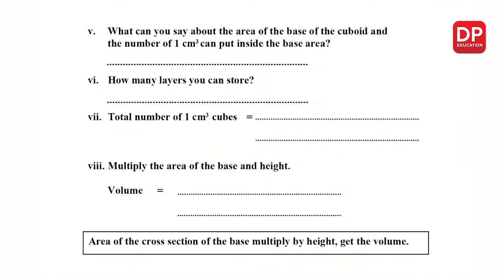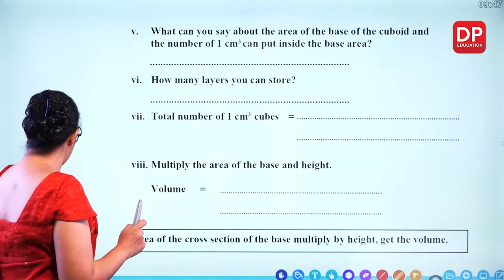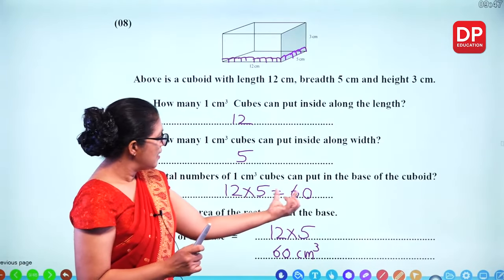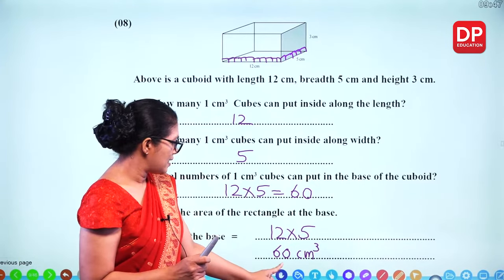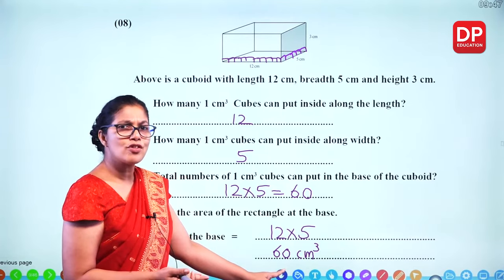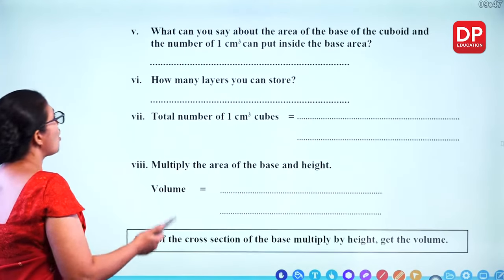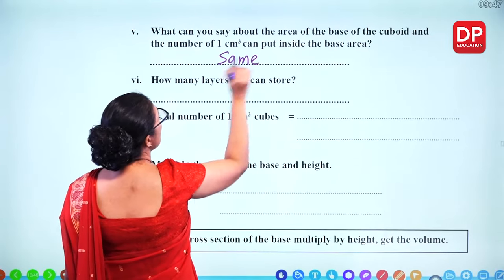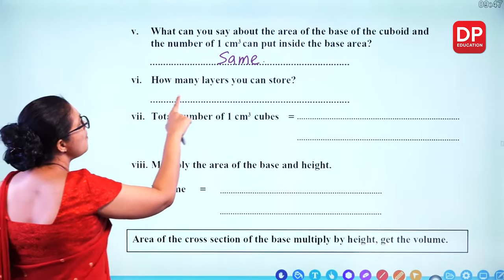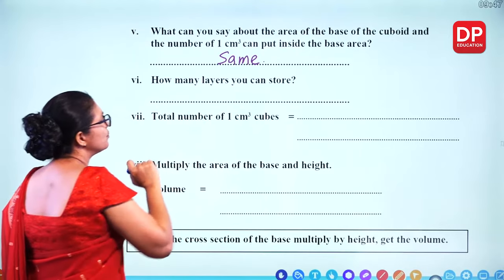What can you say about the area of the base of the cuboid and the number of 1 cubic centimeter cubes that can be put inside the base area? You got the same answer. 60, 1 cubic centimeter cubes, that's 60. The area of the base is also 60. So you got the same answers for both. How many layers can you stack?